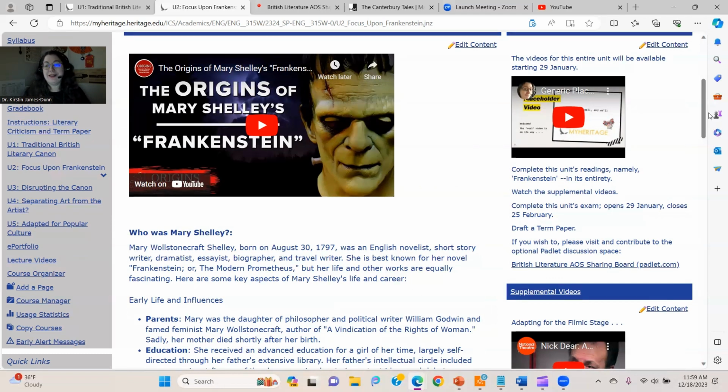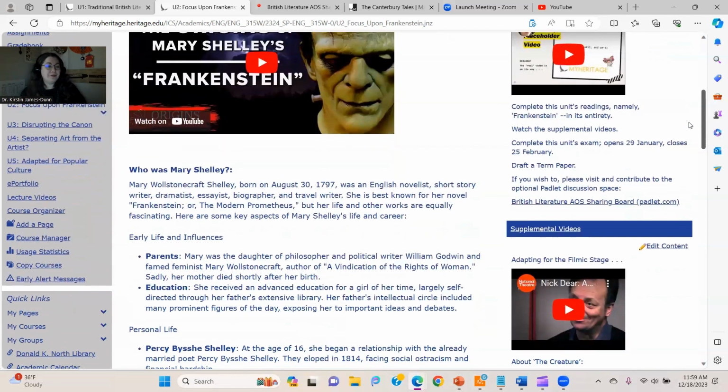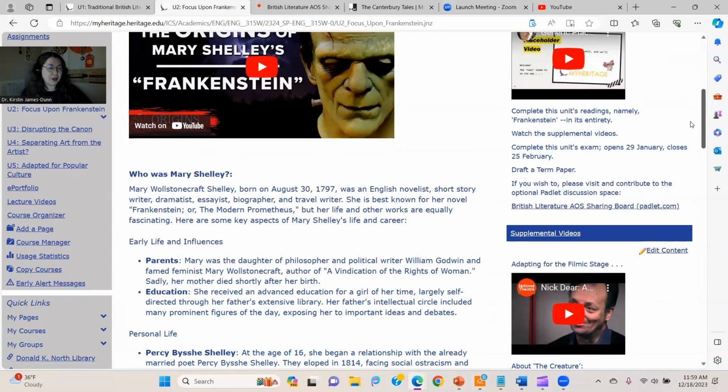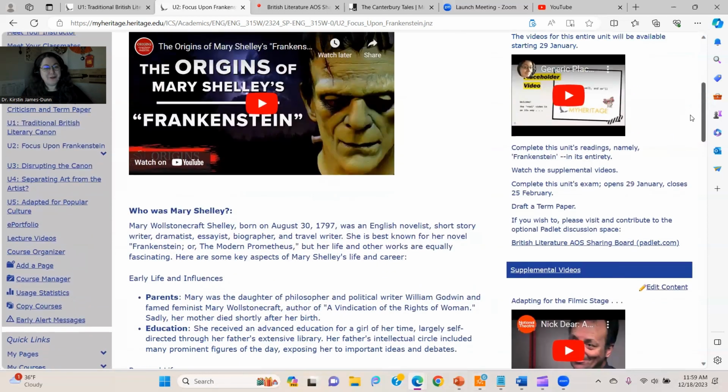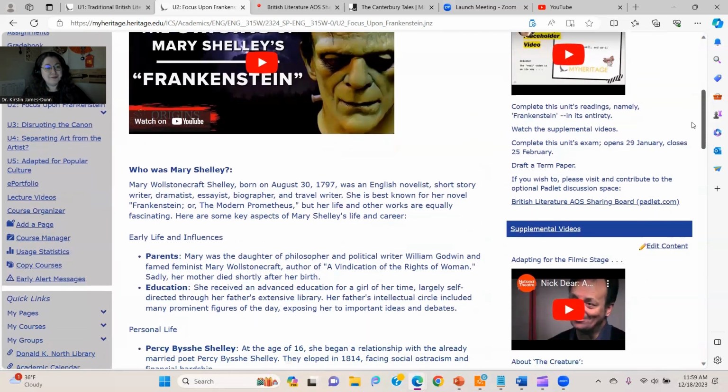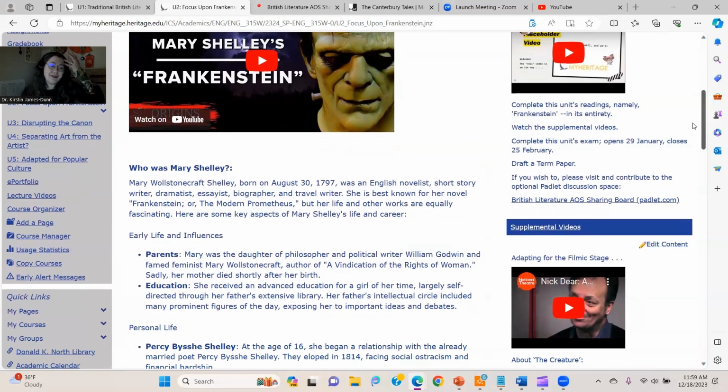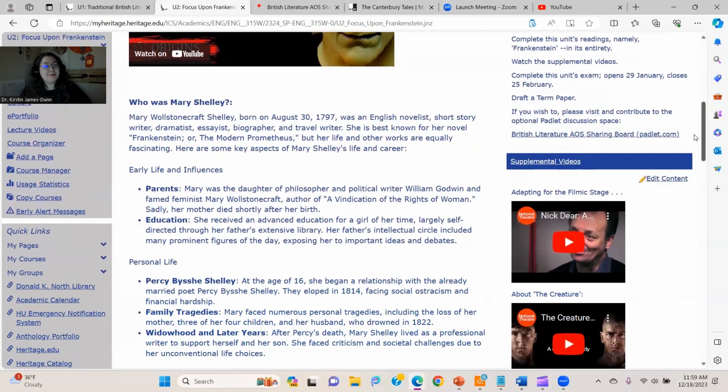Here are some key aspects. And I say equally fascinating. They have not gripped the imagination of the general public, though, in the way that Frankenstein or the Modern Prometheus, or just plain Frankenstein, as it's often termed, have done. So, early life and influences.